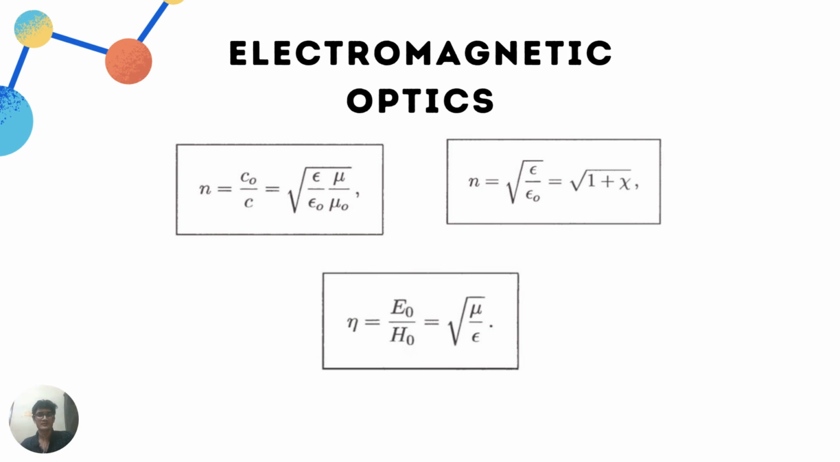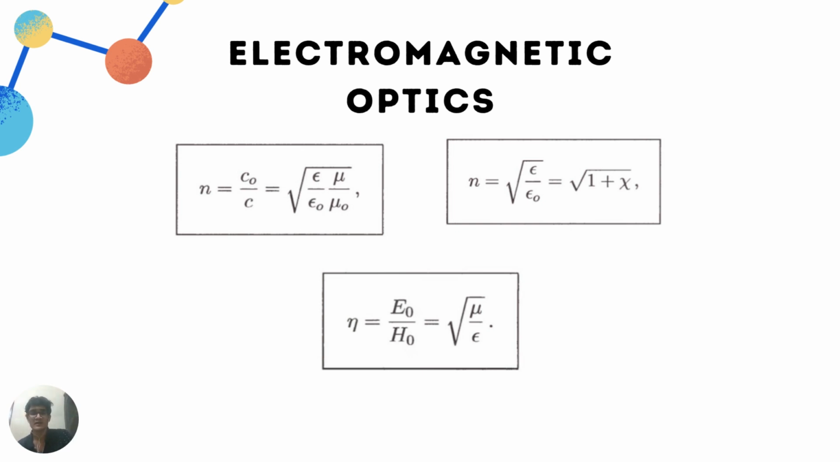Electromagnetic optics also deals with a few more relations important to understand. The refractive index, which we discussed so far, which is referred to as n here, is defined as c naught by c, where c naught is the speed of light in vacuum and c is the speed of light in the medium, the refractive index of which is being calculated, which is also equal to square root epsilon mu by epsilon naught mu naught, where epsilon and mu are the permittivity and permeabilities of the medium respectively. The epsilon naught and mu naught quantities stand for the values in vacuum.